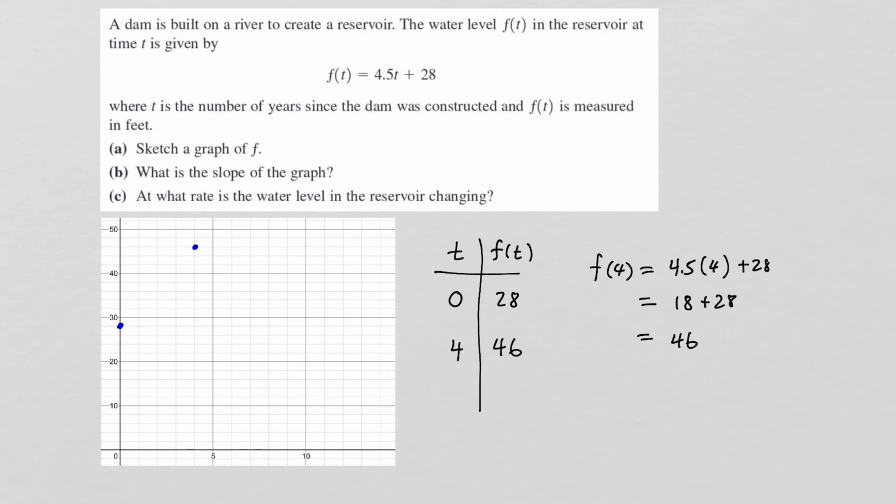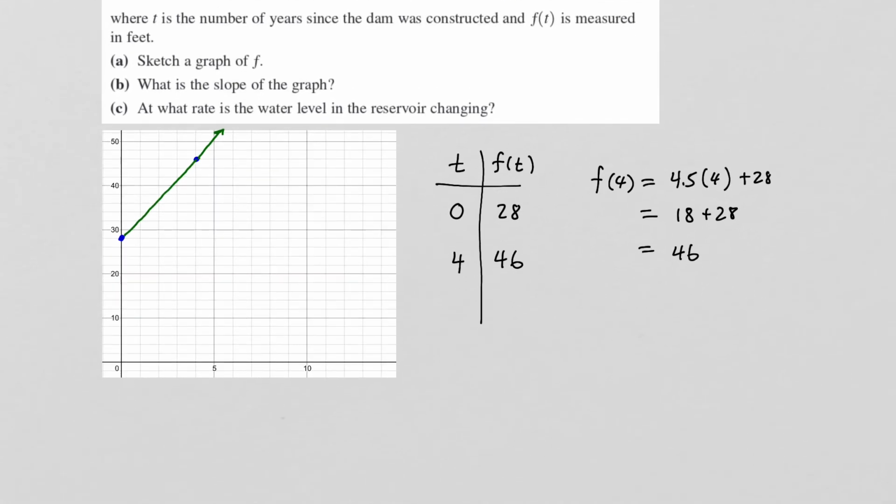And now I can connect these points to get a line. Now when I do this, notice that I'm not going to extend my line to the left of the y-axis here. That's because 0 represents when the dam was built. So it doesn't make any sense to have a line to the left of that, because there is no dam at that particular moment in time. So that's part A.